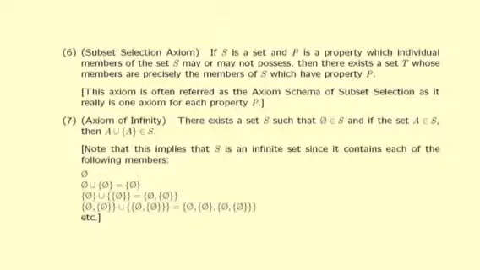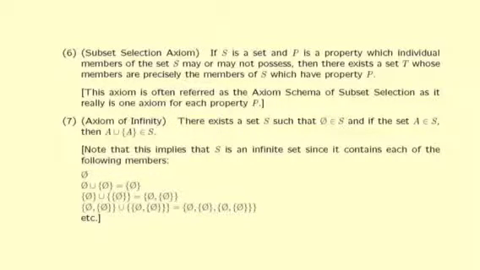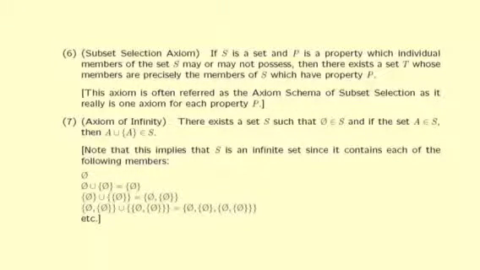The axiom is sometimes referred to as the axiom schema of subset selection because really it's not just one axiom, it's one axiom for each property P.